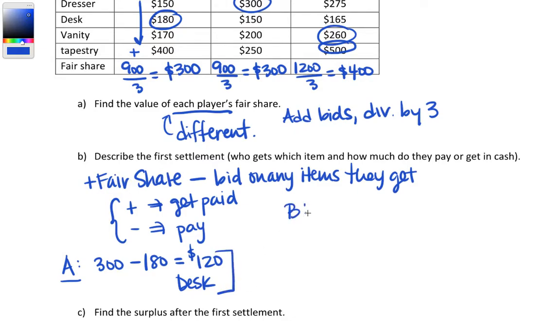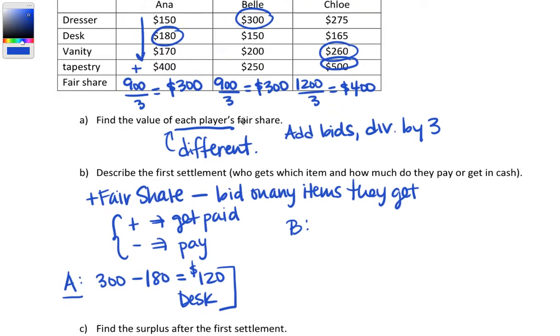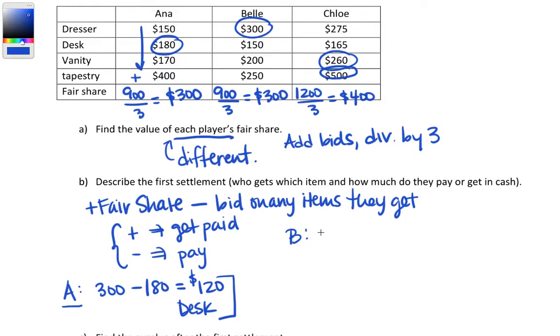Now let's deal with Belle. Well, Belle, up here in the second column, gets the dresser, and her fair share is 300, so we assume she gets her fair share minus what she pays for that dresser, which is 300, which comes out to 0. So she just gets the dresser.